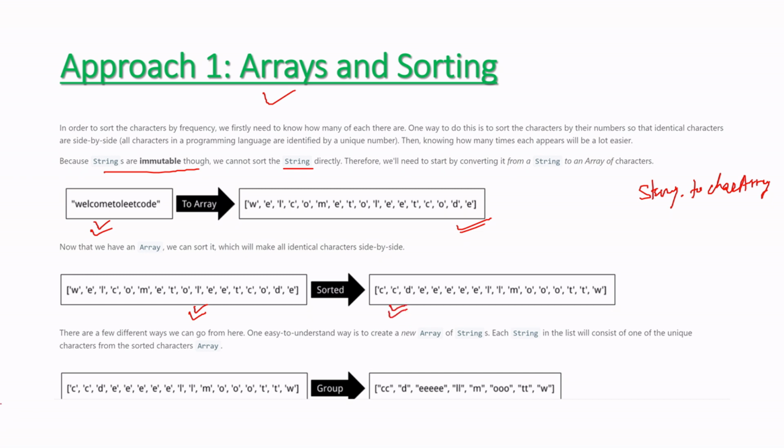There are a few different ways we can go from here. One easy-to-understand way is to create a new array of strings, where each string in the list consists of one of the unique characters from the sorted character array. So if we have the sorted character array here, we have to make groups in which we take all the characters together. So all c's are in one place, d's in one place, the doubles in one place, and so on.